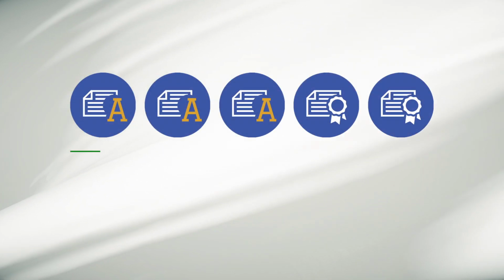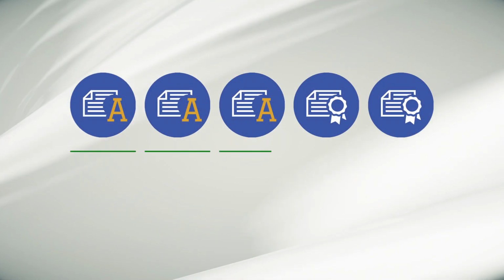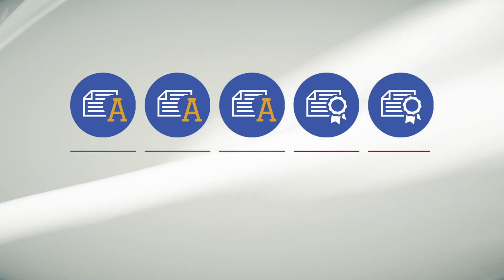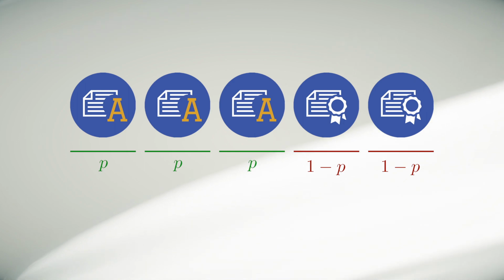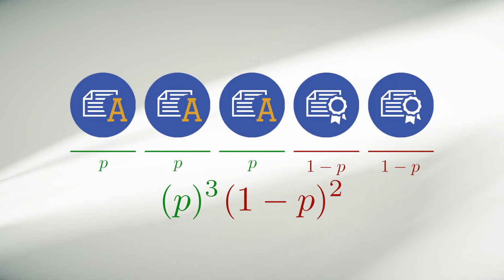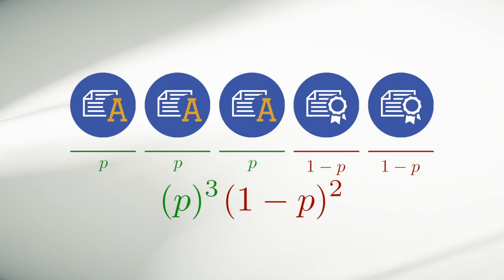Looking at this specific problem, you are trying to find the probability of getting 3 A's in 5 courses, which would look like this. And the resulting probability looks like this. Notice that we have multiplied the probability of each Bernoulli trial because all the trials are independent.